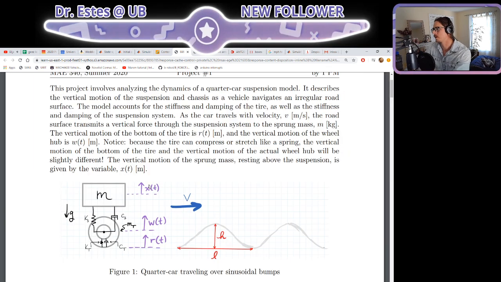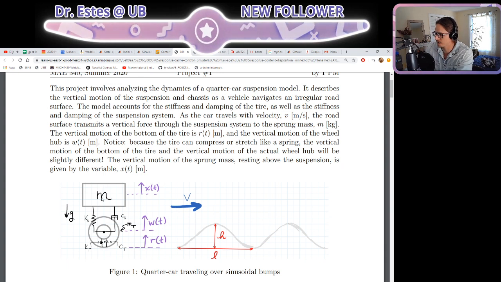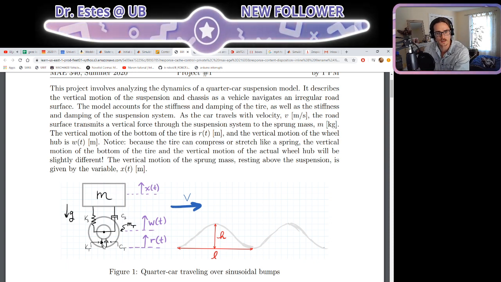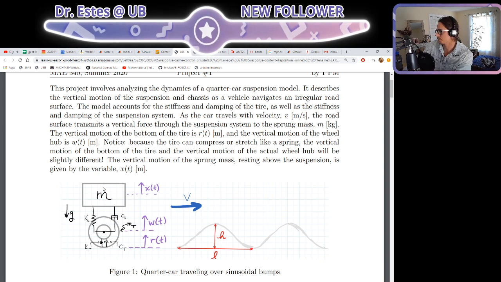All right. So if you imagine pressing down on this mass a little bit, the spring's going to sink in, the damper's going to sink in, the tire itself is going to deflect a little bit. So this can kind of bounce a little bit in the vertical direction. And that's what it models.